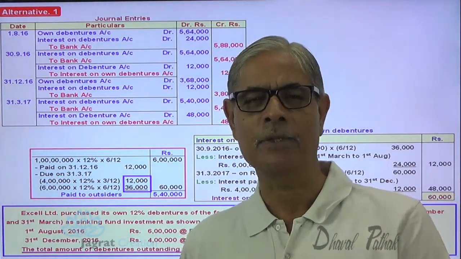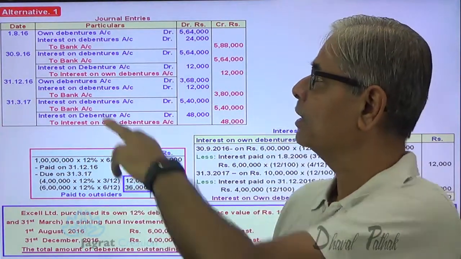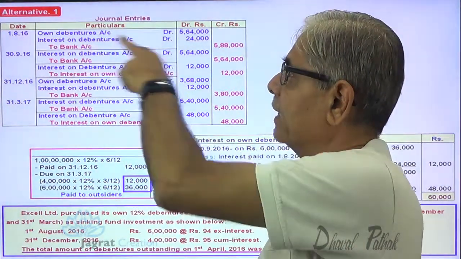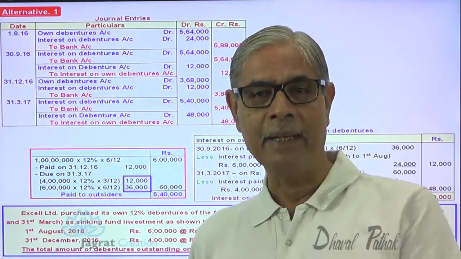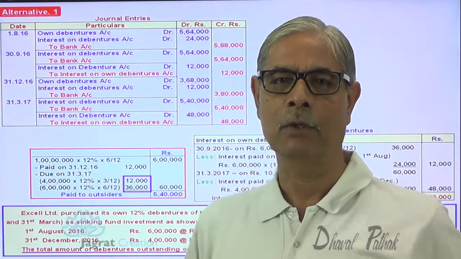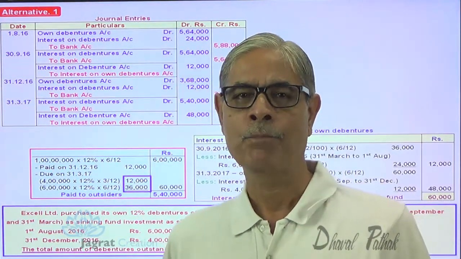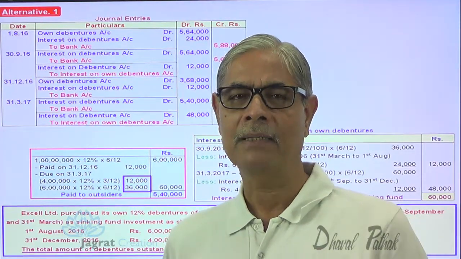In the second option, the entries could be recorded when you purchase the debentures. Instead of debiting interest on debentures account, debit interest on own debentures account. That is the second alternative. Now I want to record the journal entries for the same transaction by this second option.